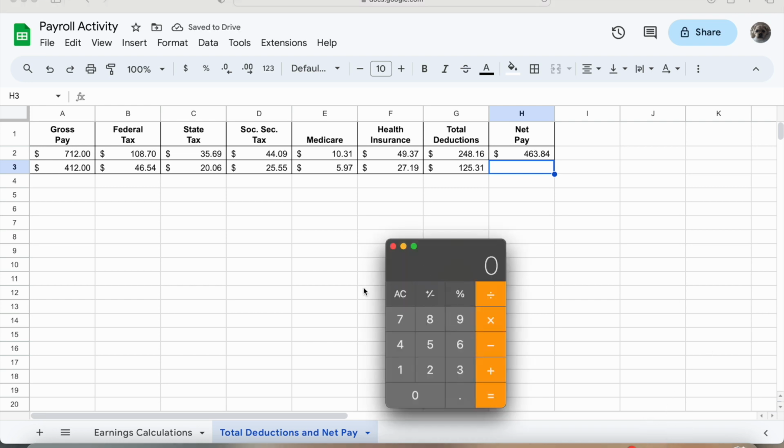And for employee number 2, if we take $412 and we subtract $125.31, that will give us $286.69.